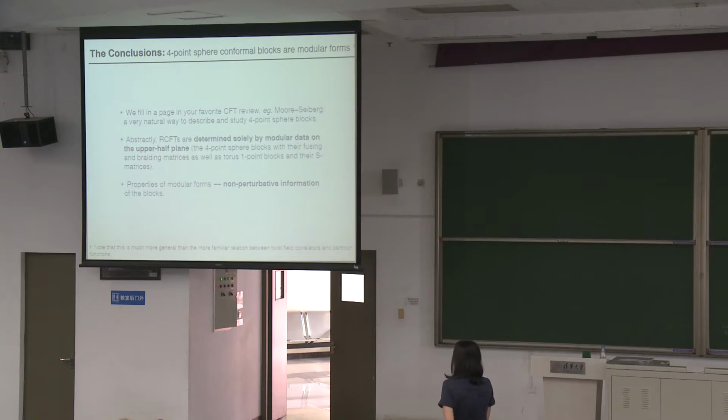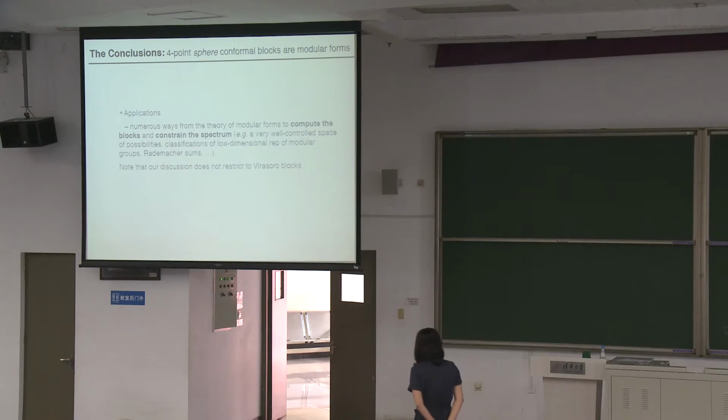And the third thing I want to mention now is that properties of modular forms correspond to non-perturbative information about the blocks, so much more powerful than your usual Z expansion. Indeed, we can think of many applications here. Well, because we know so much about modular forms on the upper half plane, we should be able to use them to compute the blocks and constrain the spectrum.